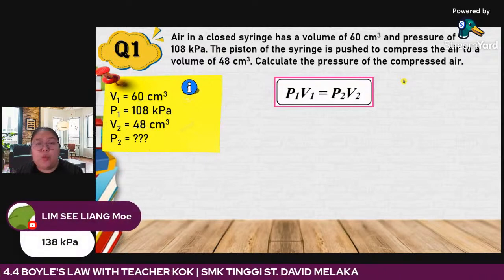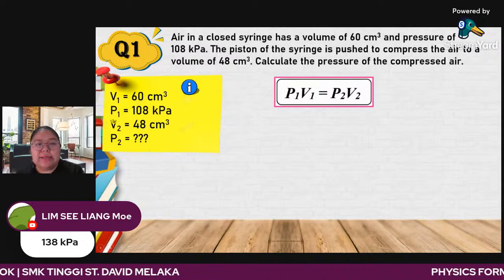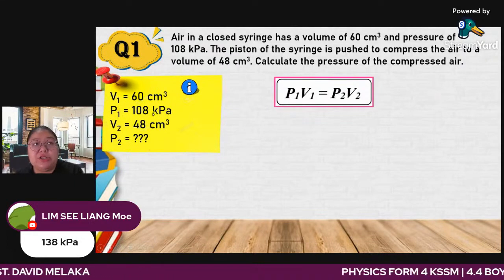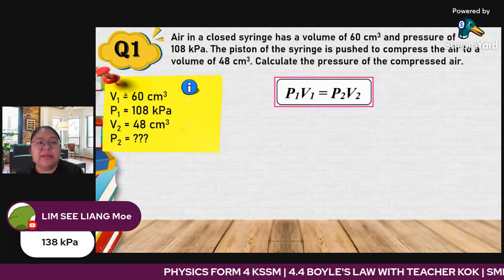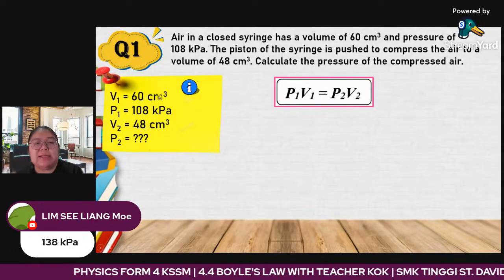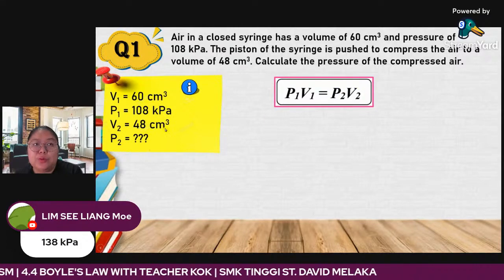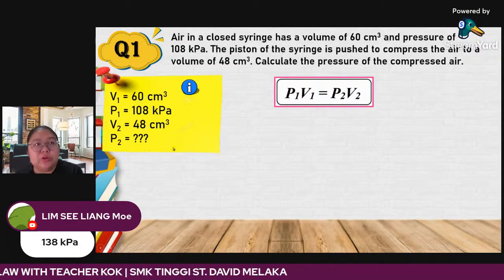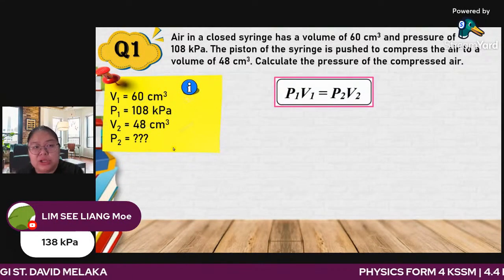Celian gave me 138 kilopascal. If P1 is in kilopascal, we don't need to change, and your answer also follows kilopascal. If V1 is in cm cube, then the second volume is also in cm cube. Actually you don't need to change the unit, unless the units on the two sides are different, then you need to change.